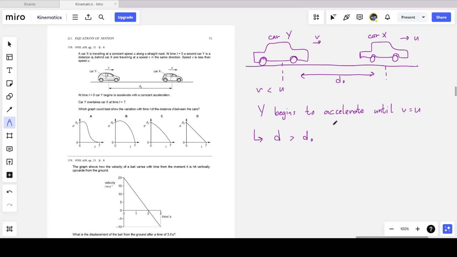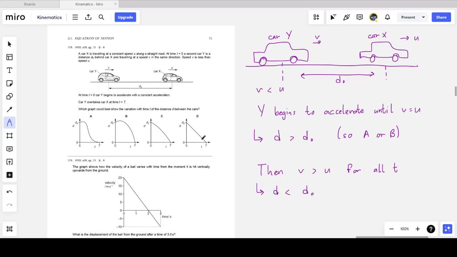And so immediately we can see that the answer is going to be A or B. We could immediately eliminate C and D, because C and D show that d is always decreasing, but A and B show that d actually slightly increases above d0 and then decreases, which is what's going to happen. Afterwards, v is always going to be greater than u because the acceleration is constant, and so v is always going to be bigger for all times. And then d is going to be less than d0.